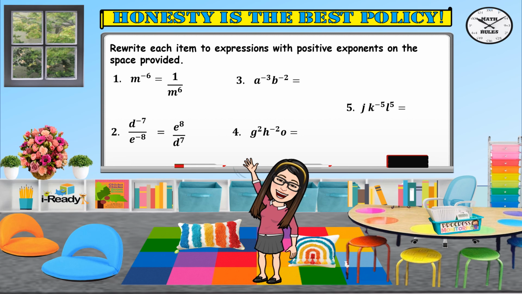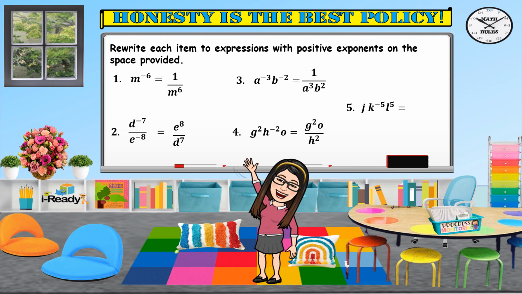This one, number 3, a raised to negative 3 and b raised to negative 2. Pareha silang may negative exponent. You put it in the denominator. So, 1 over a cubed b squared. This one, ang may negative lang, si h na variable. So, remain natin si g squared and o sa numerator. And you put the h squared at the denominator.